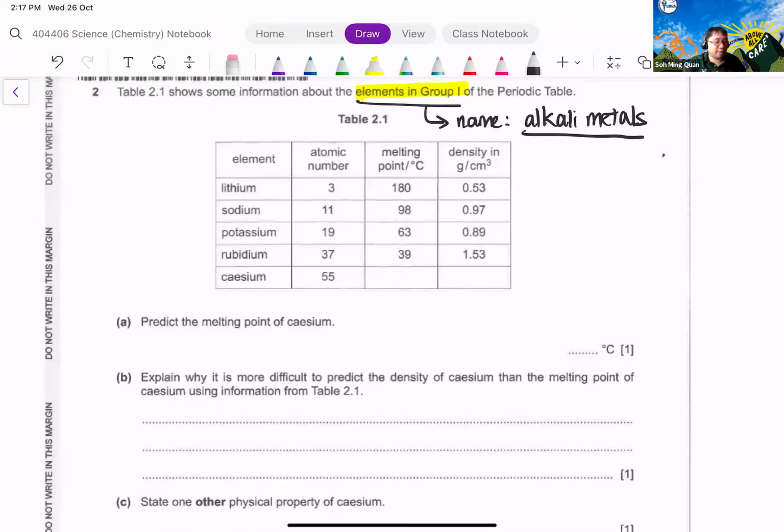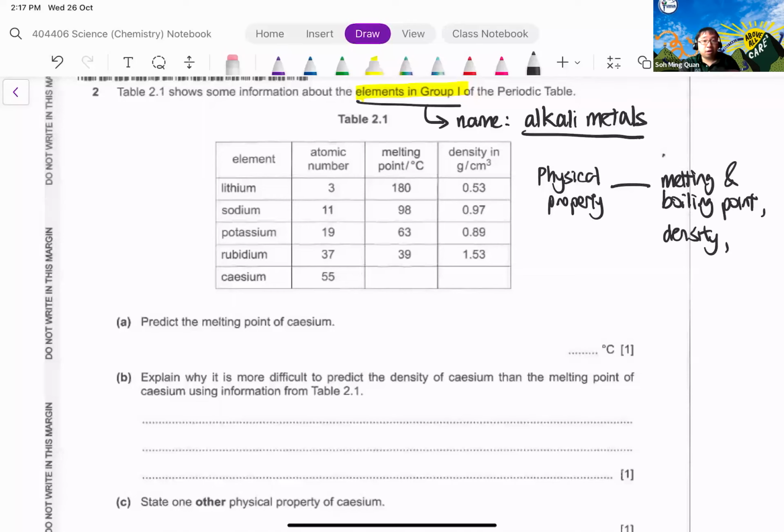Physical properties are like what? At this juncture, you need to know what a physical property is. Physical properties include things like melting and boiling point, density, and electrical conductivity. These are examples of physical properties which you have learned since Sec 1. You learned things like melting point and density in Sec 1. So these are examples of physical properties, things that you can measure.